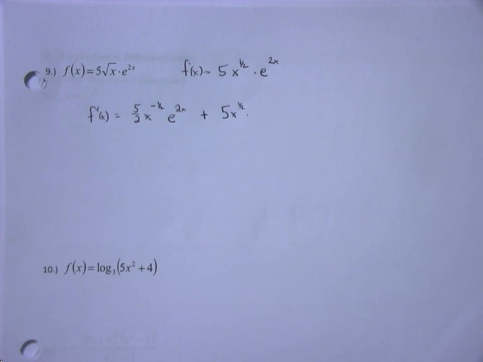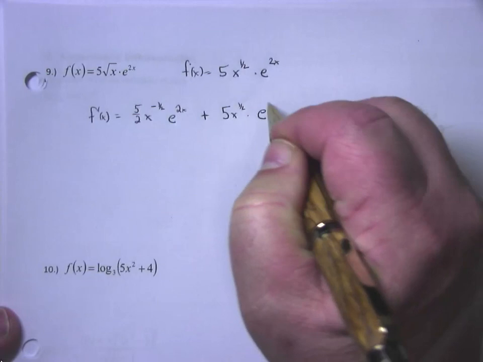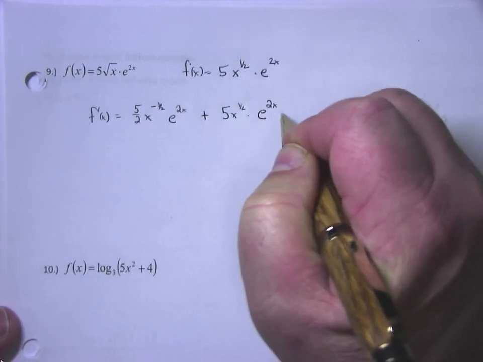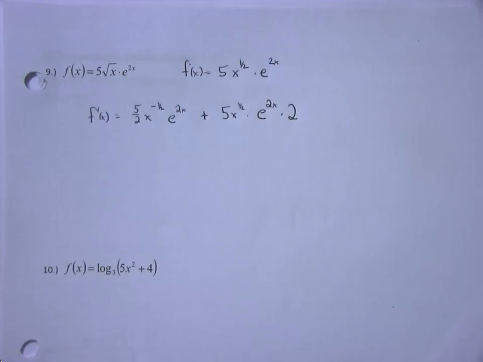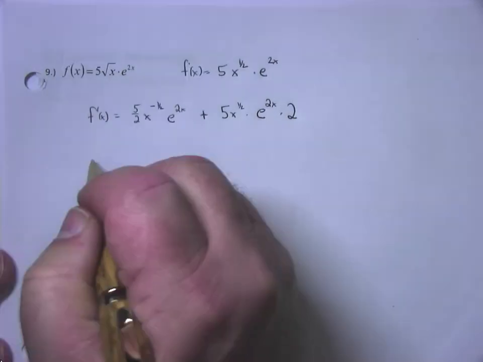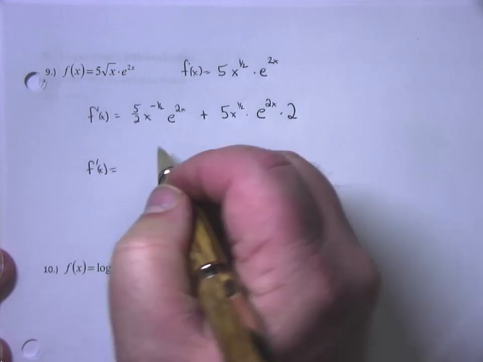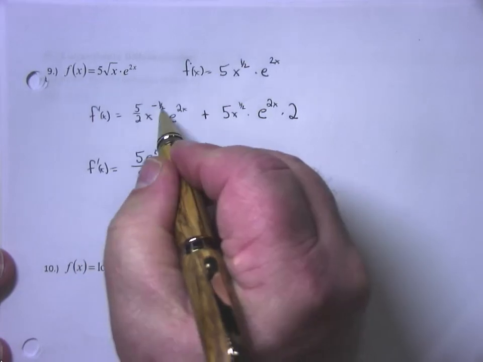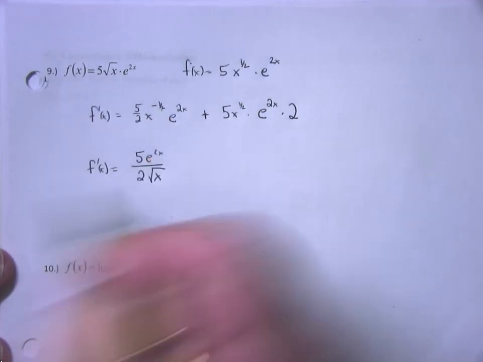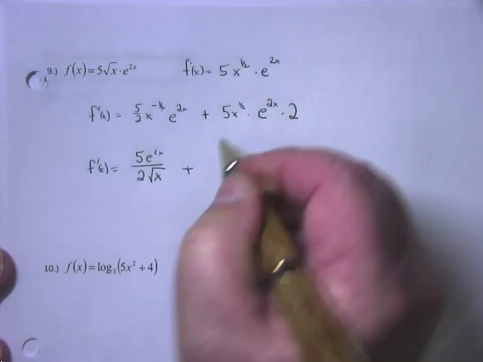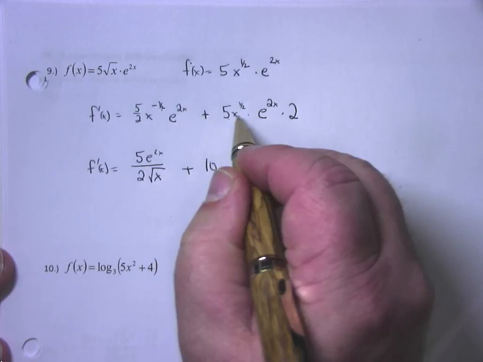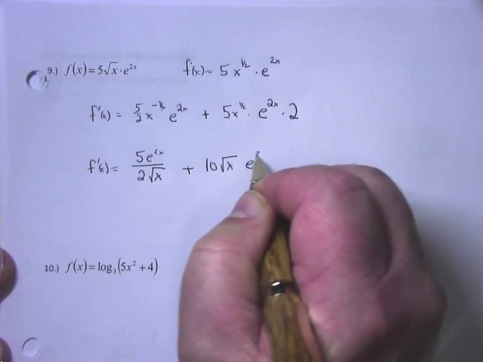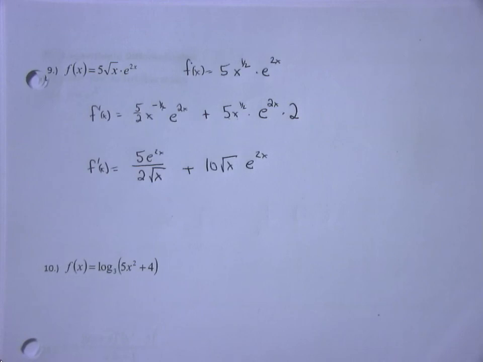However, the derivative of e to anything else, e to a function, is e to that function, but then you've got to do times the derivative of the exponent. So what's the derivative of e to the 2x? It's e to the 2x times the derivative of the exponent, which is 2. And again, you can clean this guy up if you're so inclined or told to do so. This would be 5e to the 2x divided by 2 times the square root of x. Negative exponent goes on the bottom. A half power is the square root on the bottom. Plus, let's see here, 5 times 2 is 10, x to the 1/2 is square root of x, times e to the 2x. There's the cleaned up version for the back of the book.